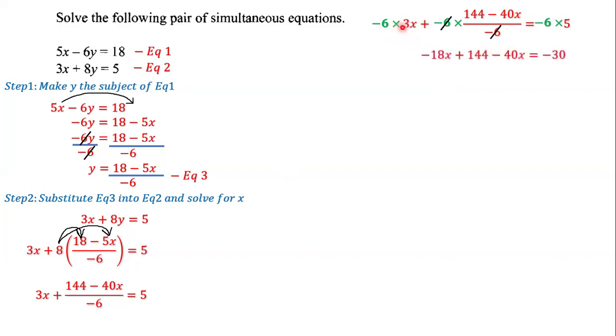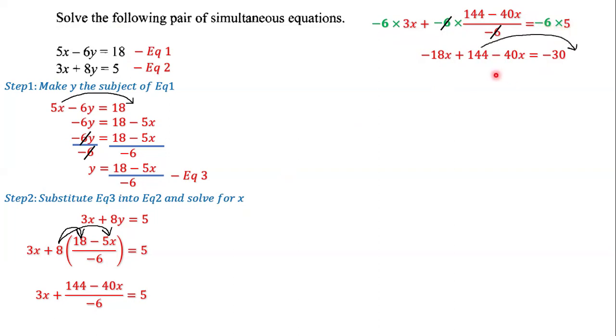We still have to multiply negative 6 times 3x, which gives us negative 18x. Since we cancel out these two, we are left with just the numerator, which is 144 minus 40x. And we have negative 6 times 5, and negative 6 times 5 is negative 30.